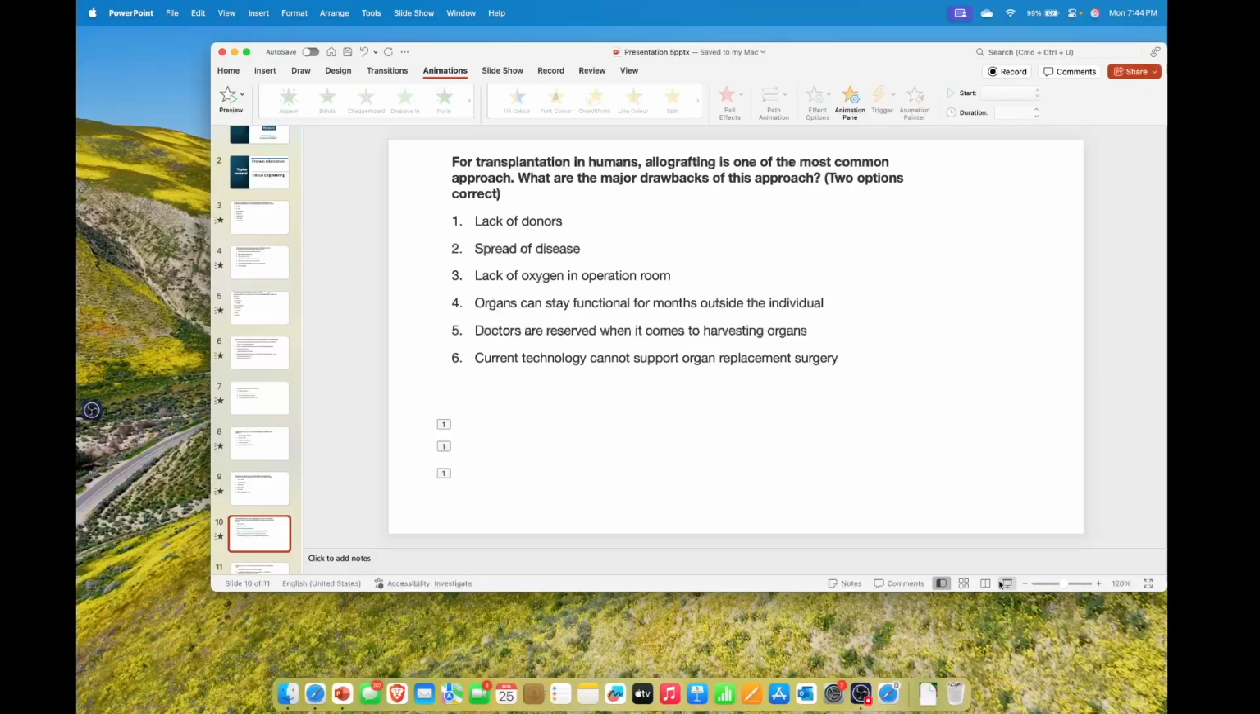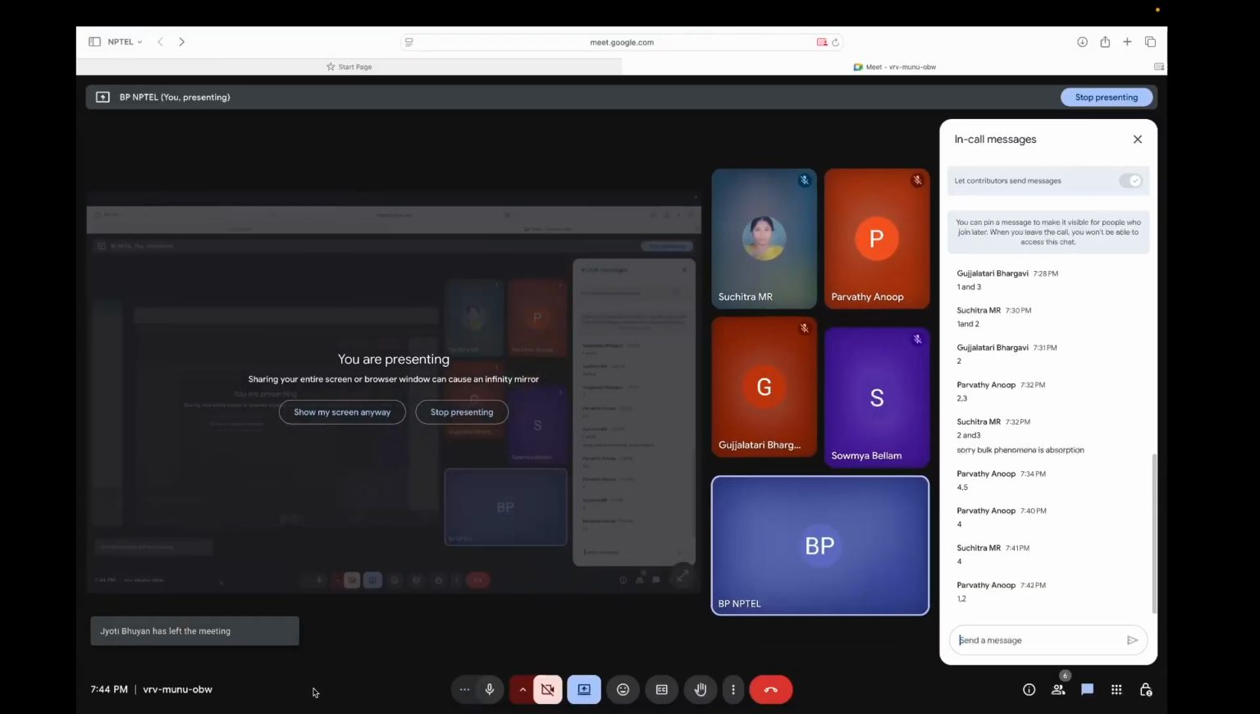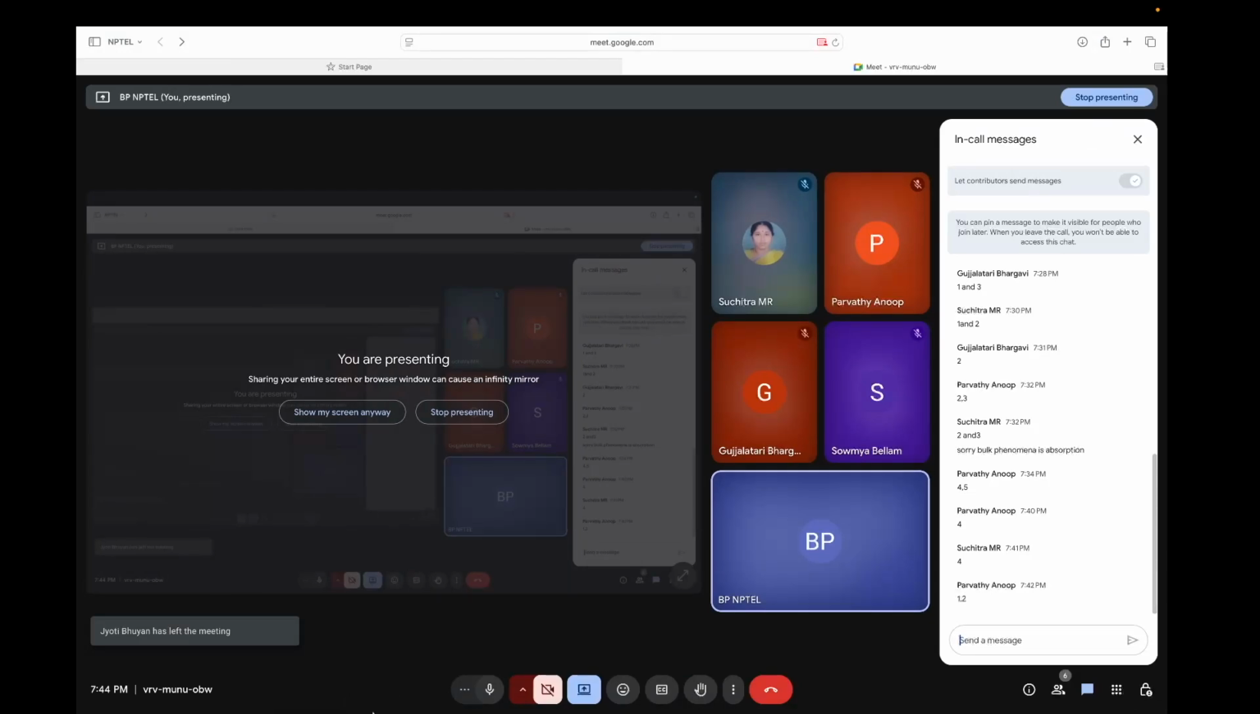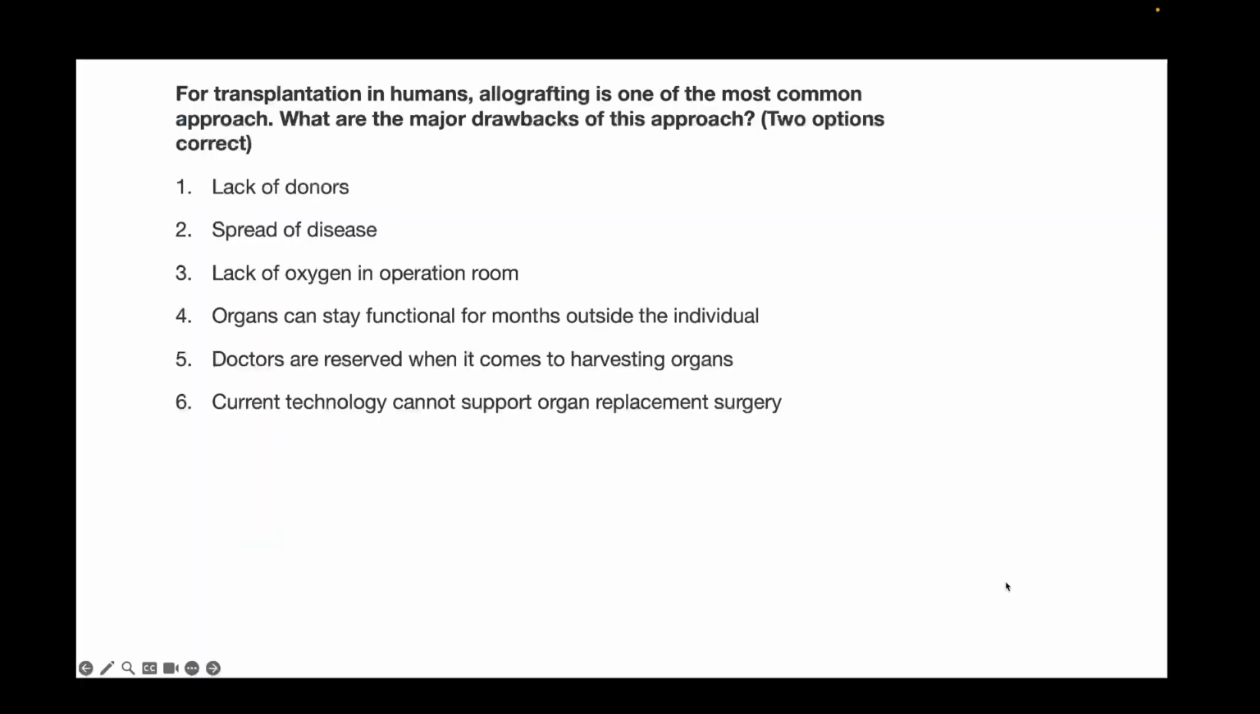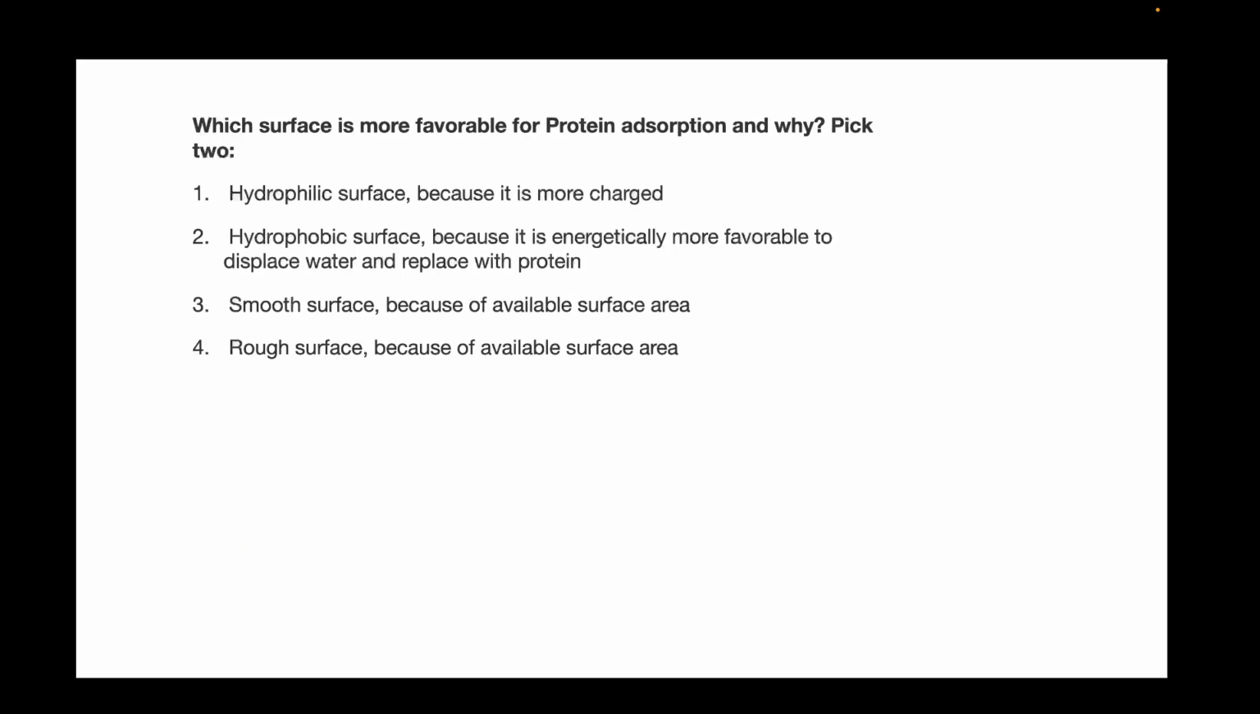Anybody? Option 1 and 2. Yes. Both of you are correct. Lack of donors and spread of disease. These are the major drawbacks when using the allografting technique. Okay, moving on to the next question.